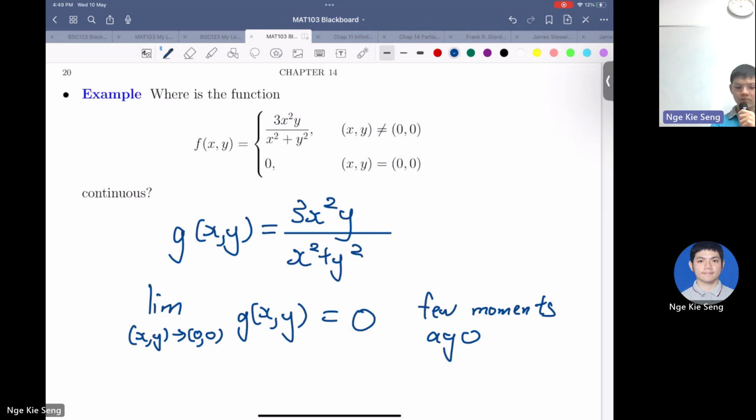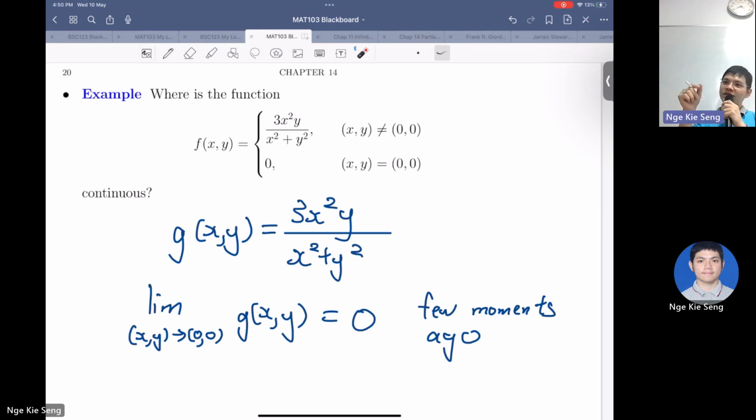Okay, so does this function achieve any value at 0, 0? You get 0 over 0, right? So you can't really make sense of that number yet. But like what I said just now, we can fill this hole in. We fill this hole in just by letting the value be 0 at 0, 0. I don't get this 0 by substituting the number. I just force it to be 0 at that point.